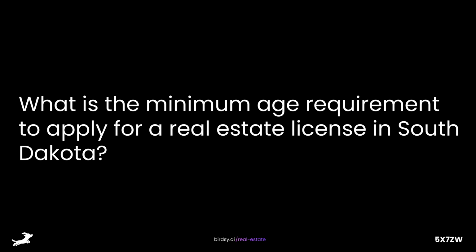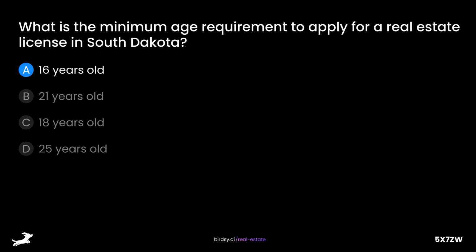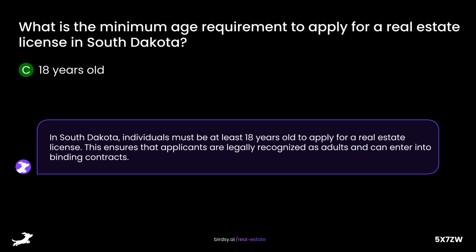What is the minimum age requirement to apply for a real estate license in South Dakota? Is it A, 16 years old, B, 21 years old, C, 18 years old, or D, 25 years old? The answer is C, 18 years old. In South Dakota, individuals must be at least 18 years old to apply for a real estate license. This ensures that applicants are legally recognized as adults and can enter into binding contracts.